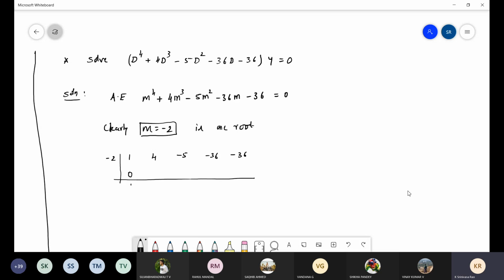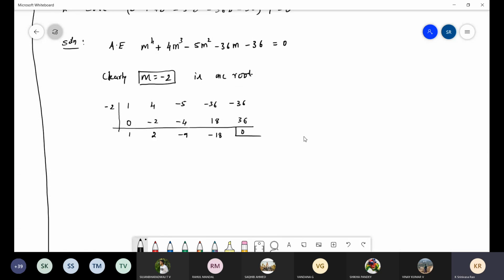1 plus 0 is 1. 1 into minus 2 is minus 2. 4 minus 2 is plus 2. 2 into minus 2 is minus 4. Correct? Minus 5 minus 4 is minus 9. And minus 9 into minus 2 is plus 18. And minus 36 plus 18 is minus 18, and minus 18 into minus 2 is plus 36, and you should get 0. Okay. Yes, m equal to minus 2 is the correct answer.